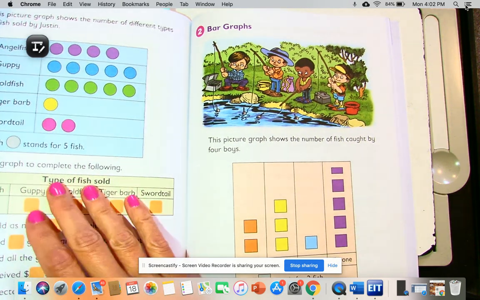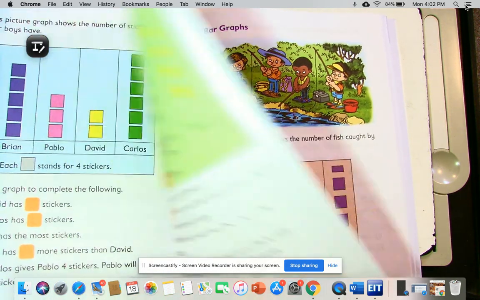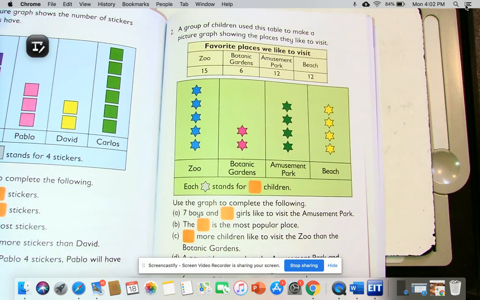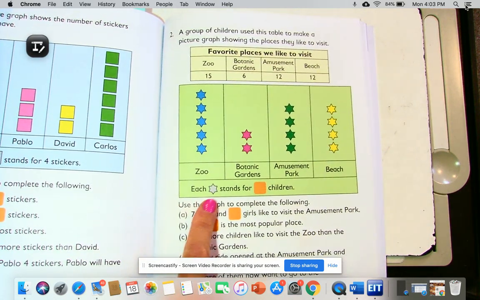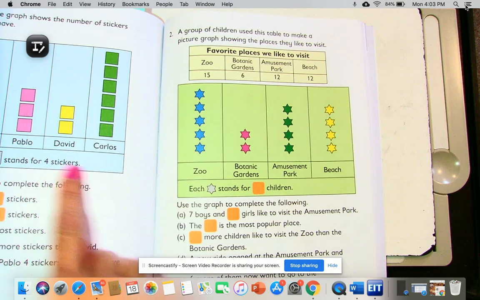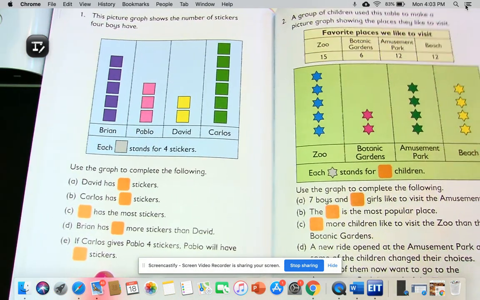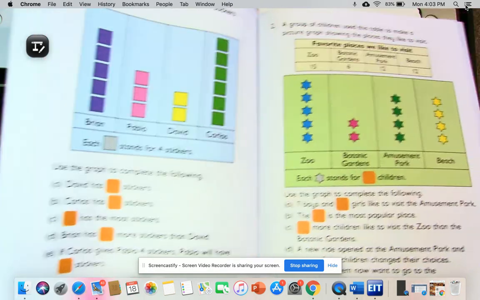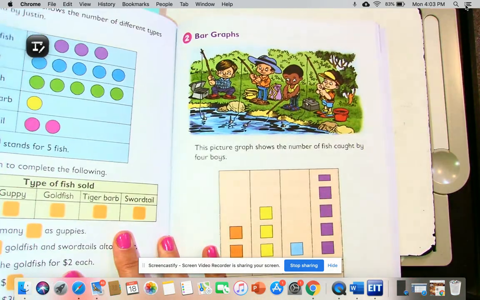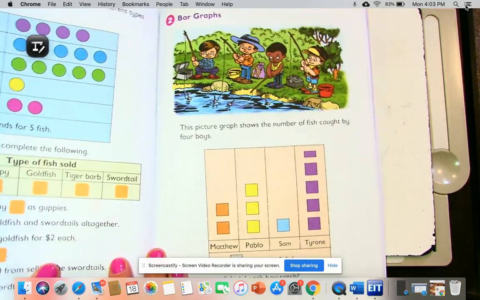So for the past couple of days we were working on picture graphs, and picture graphs have all kinds of different symbols at the bottom, and the symbols stand for different amounts. So we've been practicing reading and interpreting those picture graphs. And today we are going to look at some bar graphs.